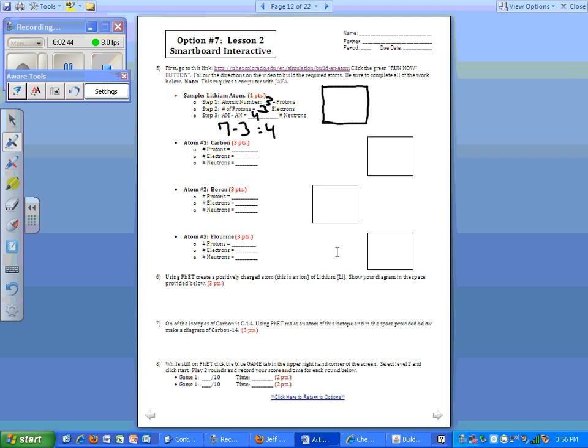model of lithium. So I would have 2 electron energy levels and my nucleus in the middle. I'm just going to draw an arrow out here, and this is fine for you to do. P equals 3 in the nucleus, N for neutrons equals 4. Then I'm going to draw my 3 electrons, 2 on the first energy level, and 1 on the second, just like that. You're going to repeat that process for carbon, boron, and fluorine.